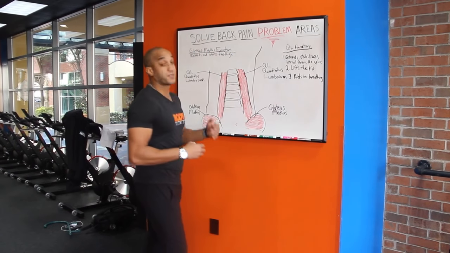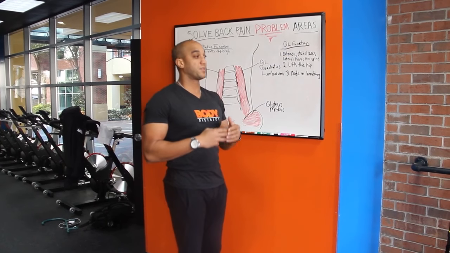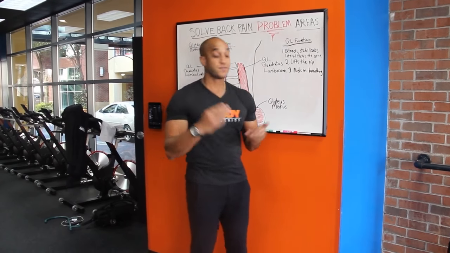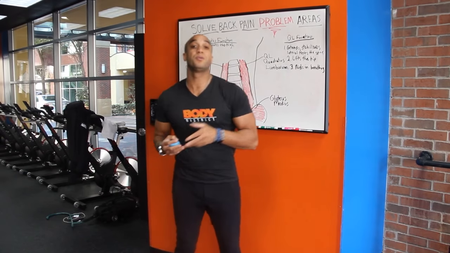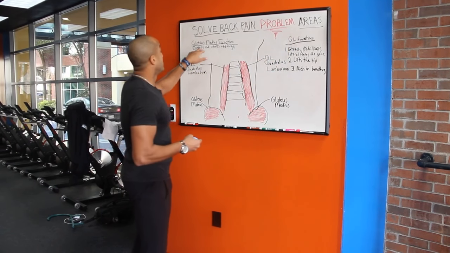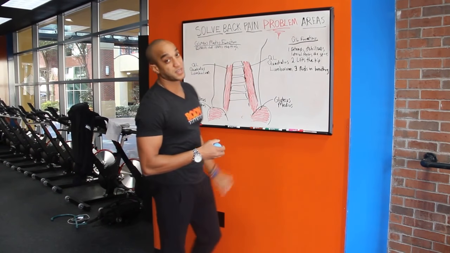Now the function of the QL back here, remember, is to extend and stabilize. So extend the spine, lateral flexion, and lifting the hip. Running, sprinting, jumping, whatever dynamic you go for, that's what the QL is supporting. Two, then we have the gluteus medius. What is its function? It extends and rotates the thigh.